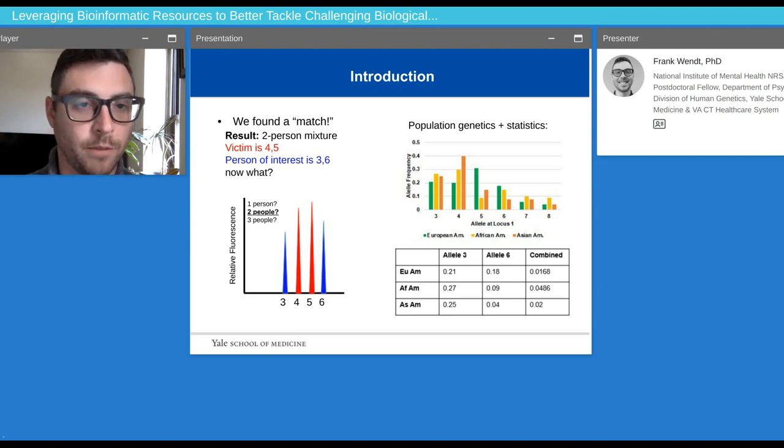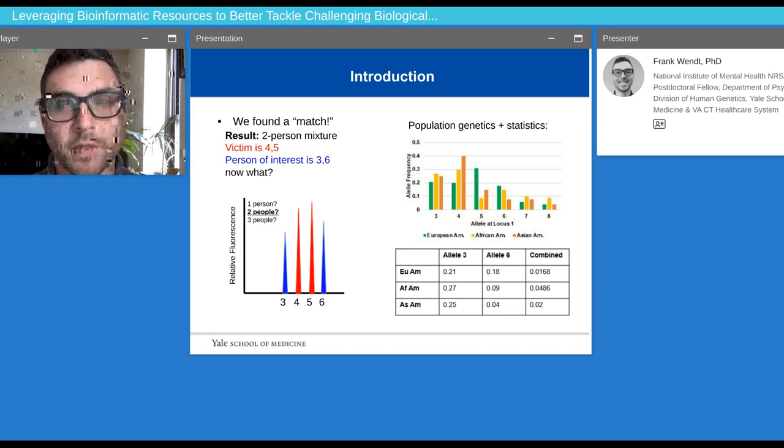It's a 2-person mixture. Our victim is a 4-5, so they carry 4 copies and 5 copies of that STR. Our person of interest is a 3-6. But what does that actually mean? What do we do with this information?